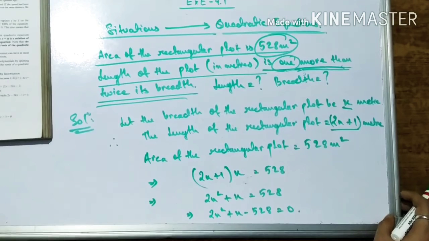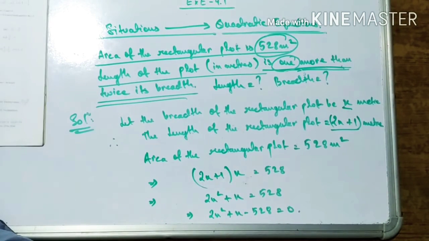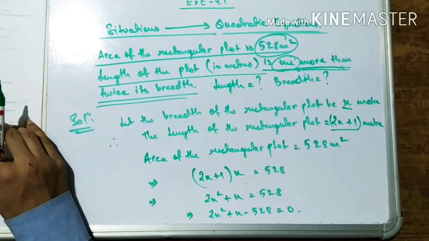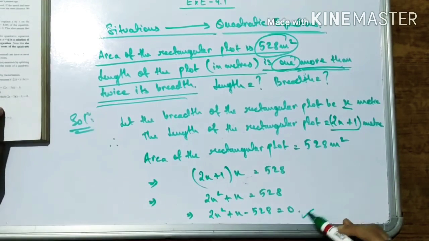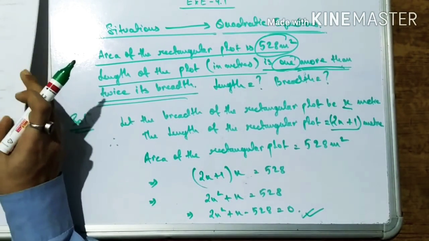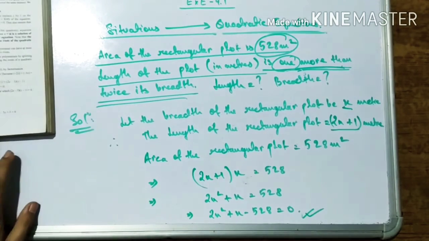Let me check the back answer one more time. This is your 4.1. 2x square plus x minus 528 is equal to 0. This is your answer.